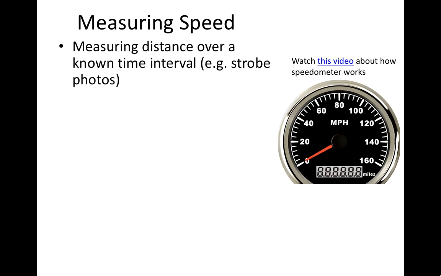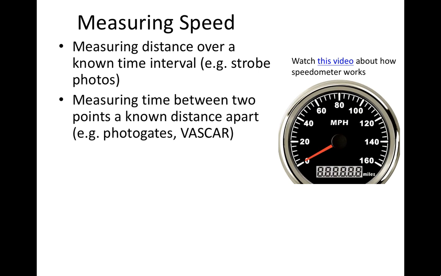Another technique involves measuring the time that it takes an object to move between 2 points that are a known distance apart. Police will sometimes use this to measure the speed of cars using a system called VASCAR. An officer will use a stopwatch to time how long it takes a car to travel from one marked location to another marked location that's a known distance away. And then they just divide the known distance by the time, and that gives the car's speed.